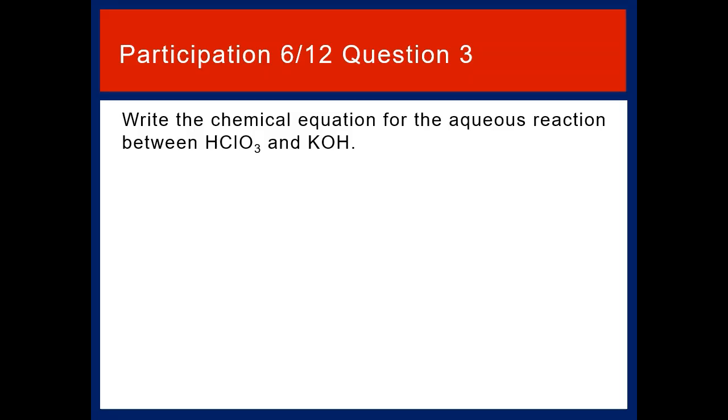Participation 612, question 3. Write the chemical equation for the aqueous reaction between HClO3 and KOH. This is the third question on participation 612, due Friday, June 12th at 11:59 p.m. over on Blackboard. The link to the assignment is right below the links to these videos. Again, write the chemical equation for the aqueous reaction between HClO3 and KOH.